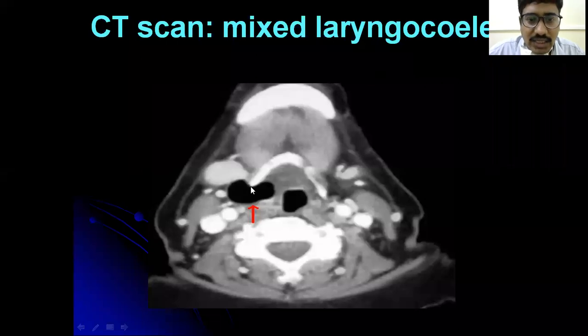This is a combined laryngocele. See, this is entering into the larynx. This is the thyroid cartilage. This is the calcification of the thyroid cartilage. So this is entering into the larynx, and there is external appearance also. So this is a combined laryngocele.